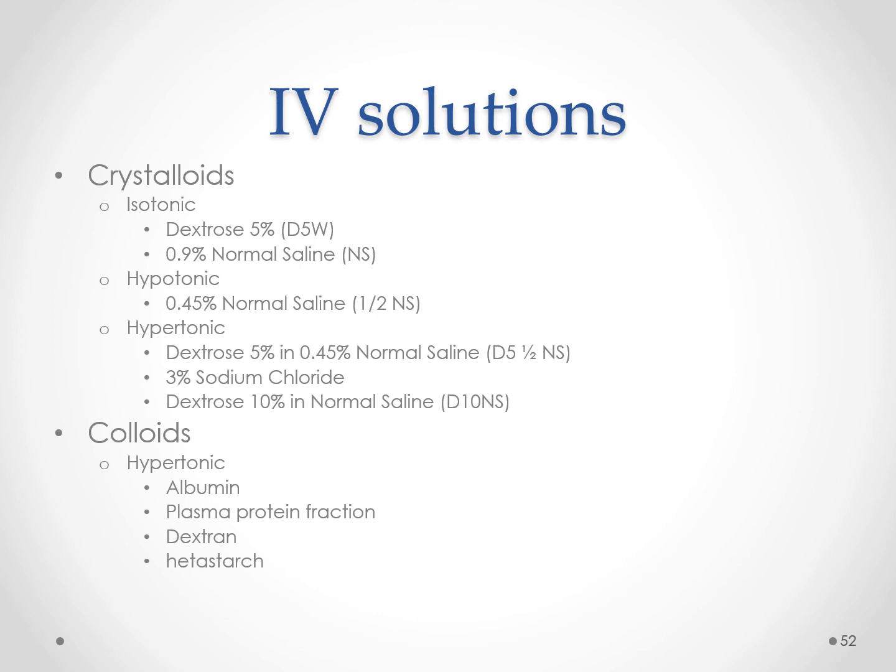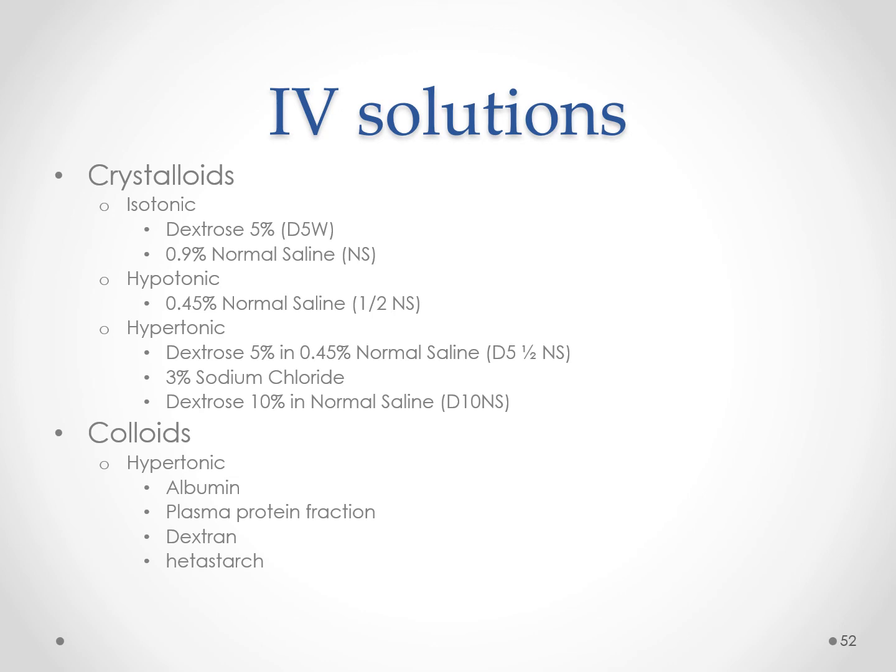Hypertonic is dextrose 5% and 0.45. So that's hyper. That's a lot of stuff in there, right? There's water in there, but there's a lot of other sticky stuff in there, right? And then 3% sodium chloride. Woo, that's a lot of sodium. That's a lot of salt and chloride, right?